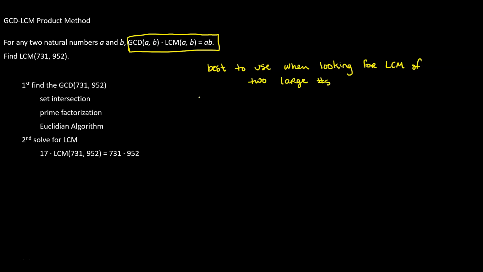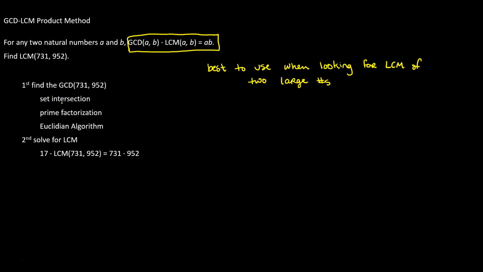That's because writing out a list of all the multiples of 731 or all the multiples of 952 would be pretty time consuming. The numbers would get big rapidly. Also, these numbers are kind of big as far as prime factoring. We probably don't want to prime factor them all the way down. So instead, we can use this relationship that says take the GCD of the two numbers, multiply it by the LCM, and that's equal to the product A times B.